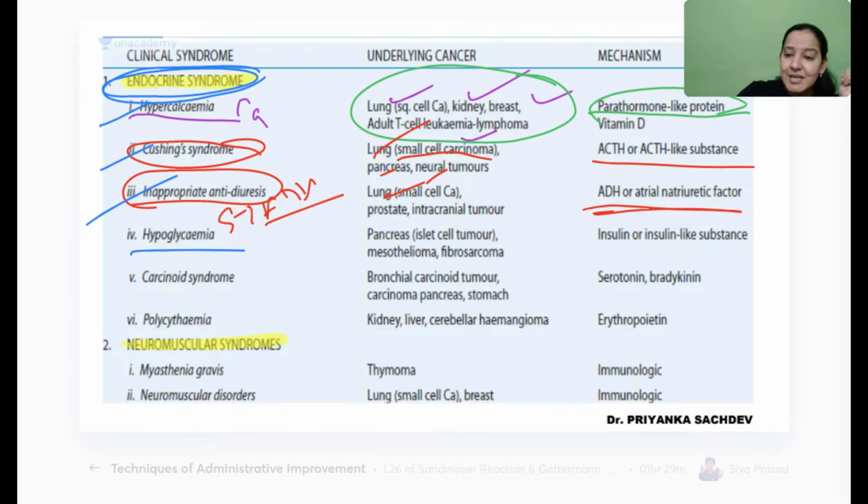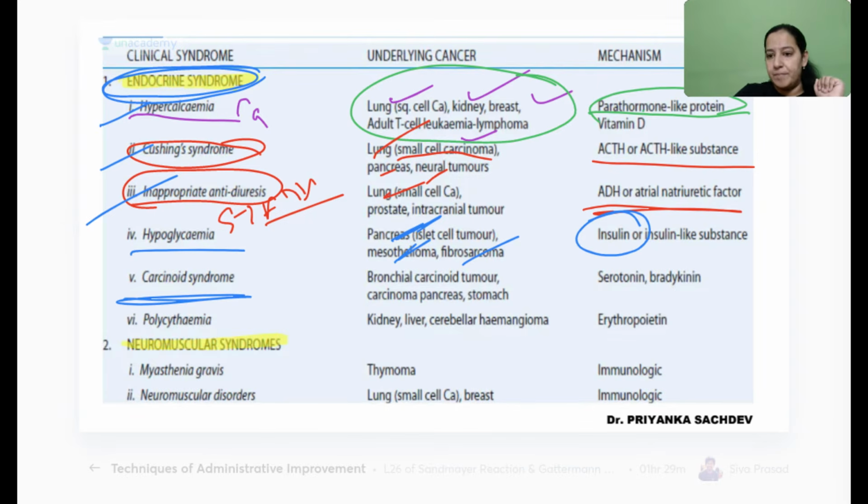The fourth is hypoglycemia. The patient will present saying he felt dizzy. What happens in hypoglycemia? The patient will present with tremors, dizziness. You know, diabetic patients sometimes go into hypoglycemia due to insulin overdose. So palpitation, tremors and dizziness. They faint and can go into coma. So hypoglycemia can be a feature of pancreatic tumor, islet cell tumors of the pancreas, mesothelioma and fibrosarcoma, because they secrete insulin-like substance, so it is like an insulin overdose.